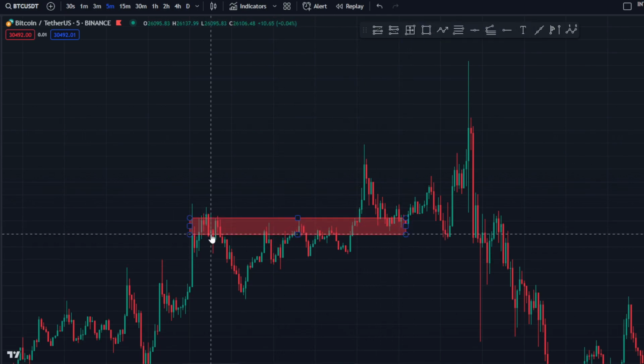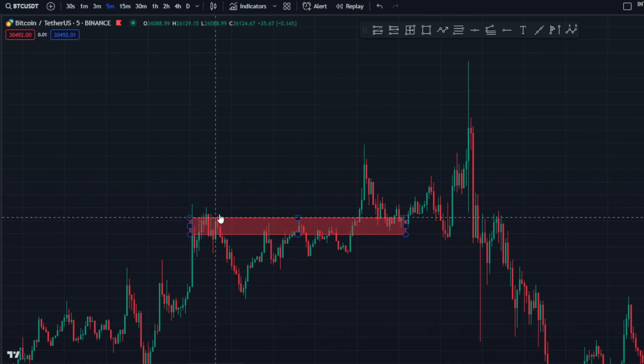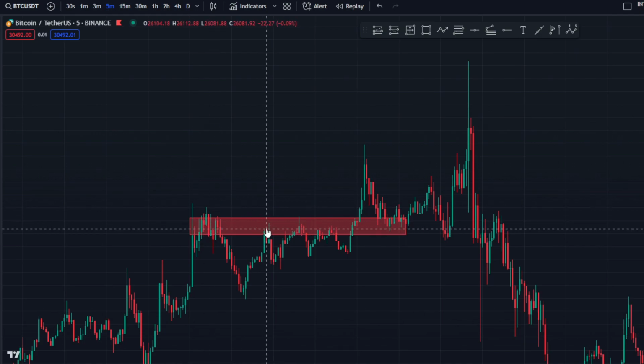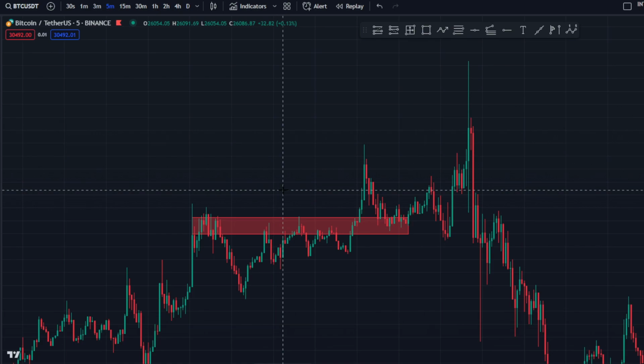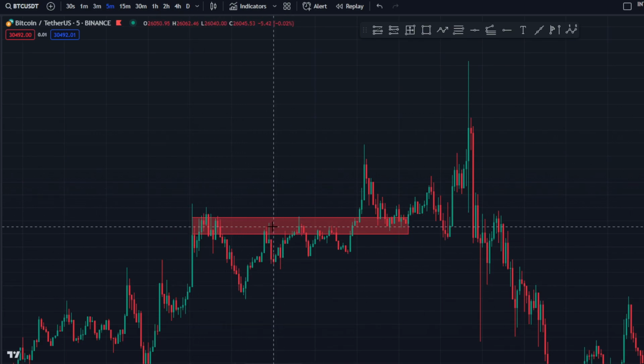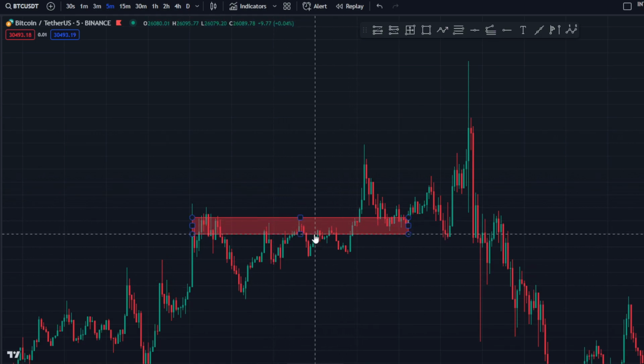You can see it rejected one time, two times. There's a bunch of times here. I'm going to count it as 2 times here: 1 time, 2 times, 3 times and 4 times. So this area of resistance basically acts as an area of supply whereby there are a lot of sellers. Whenever price reaches this area, it will go back down because it's an area where a lot of sellers are.